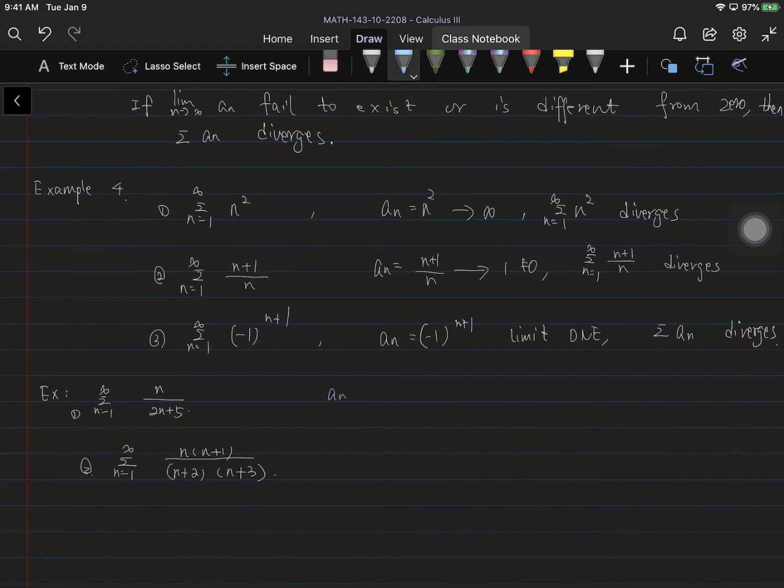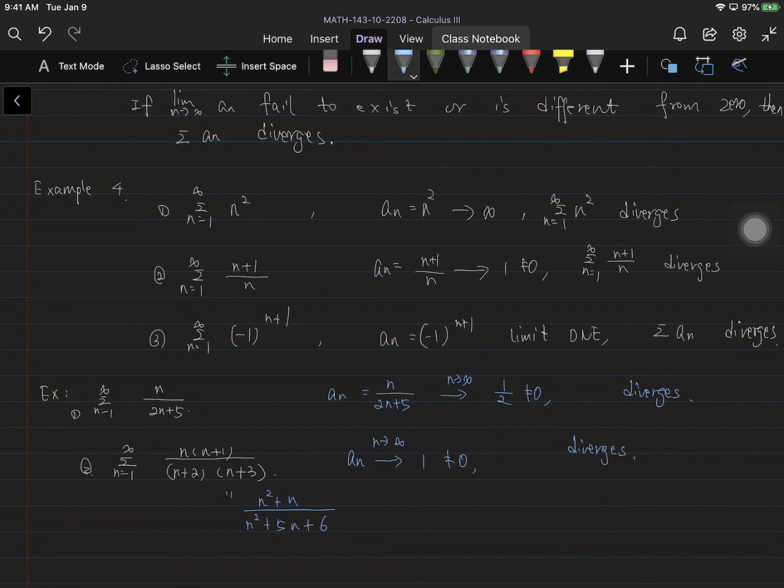When I take a look at an, the first one, n over 2n plus 5, the limit goes to 1/2 when n goes to infinity, and this is different from 0, so we say this series diverges. The second one, I know the an goes to, you can simplify this into n squared plus n over n squared plus 5n plus 6, and you can see the limit is 1, right? And then it's also different from 0, so we say the series diverges.